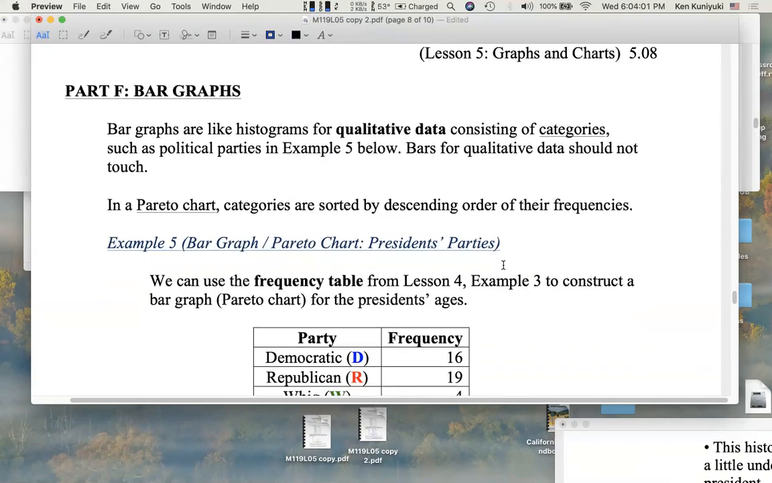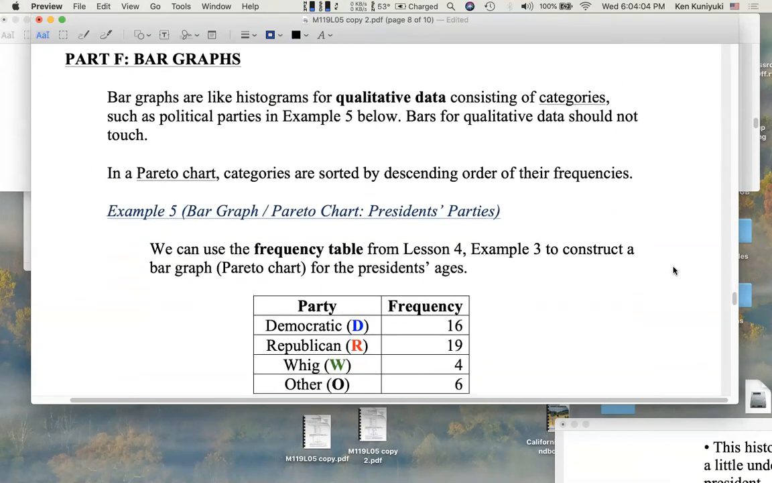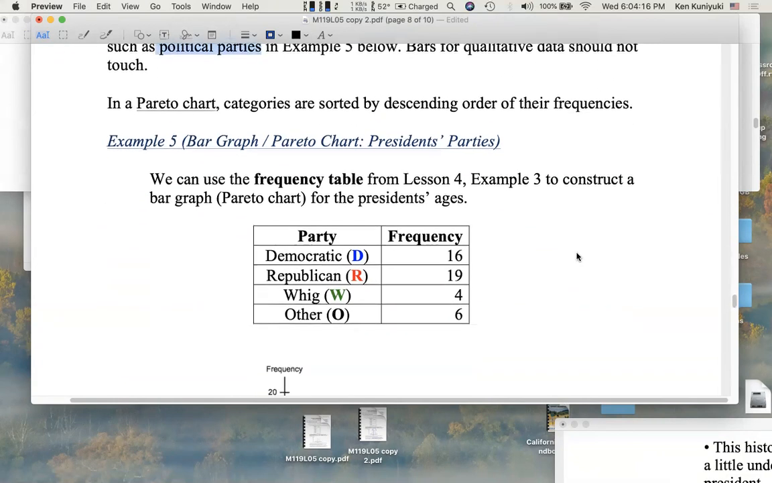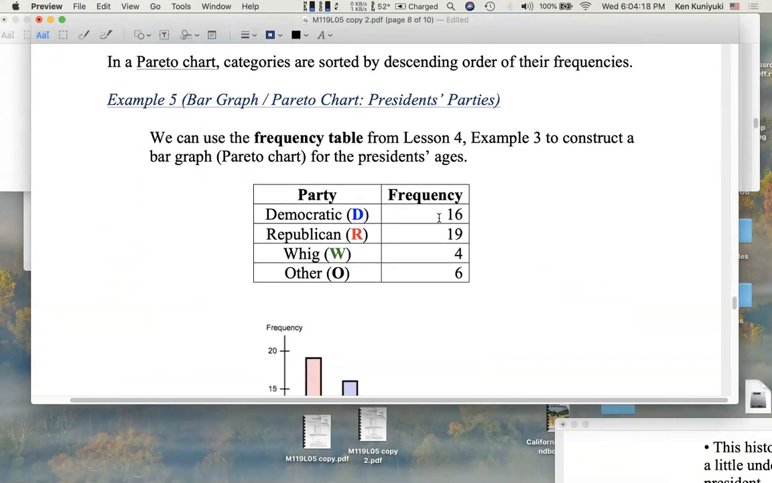Bar graphs. Now we use histograms for quantitative data. Bar graphs are more for qualitative data, okay, consisting of categories. We sometimes call this categorical data. For example, political parties for the presidents. Remember, here was a frequency table, right?